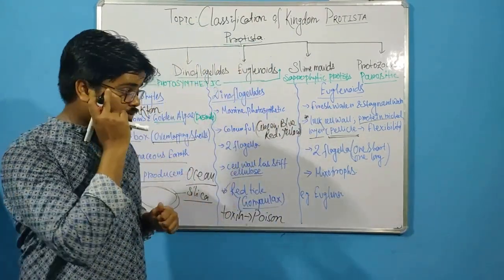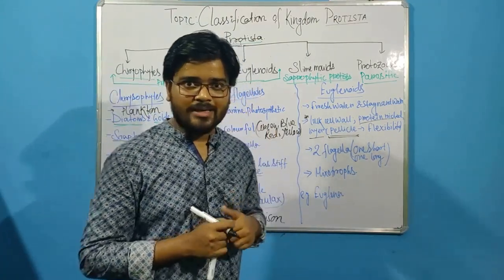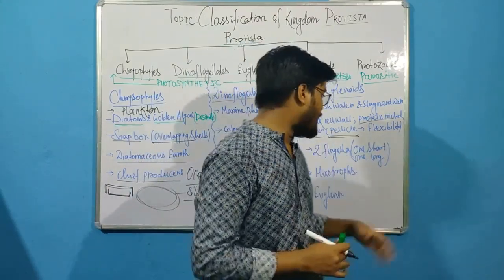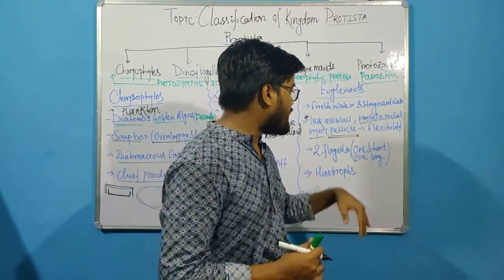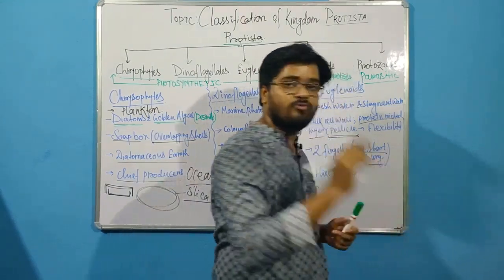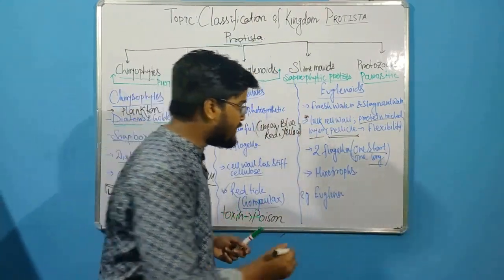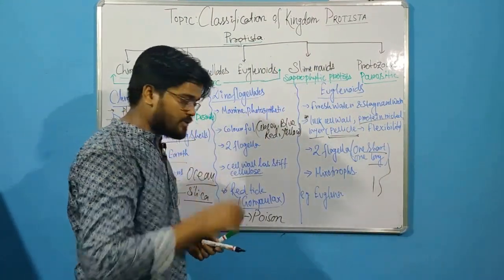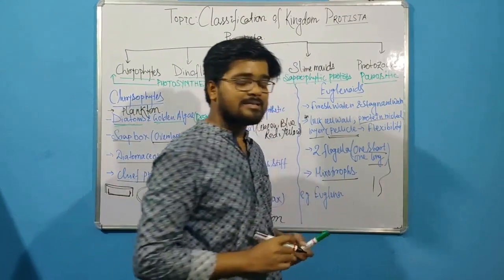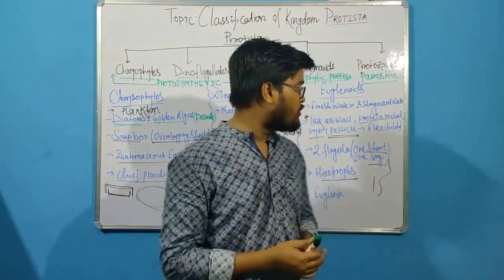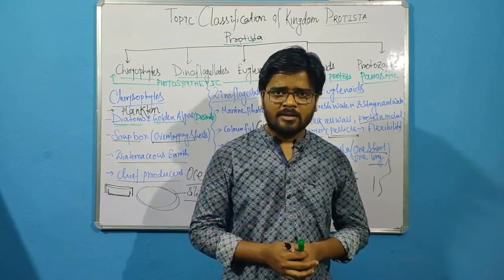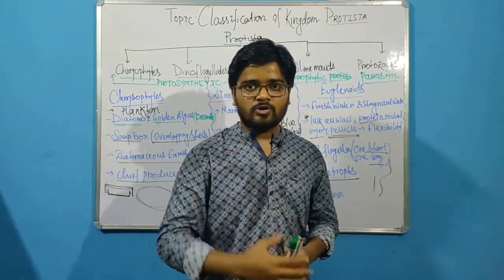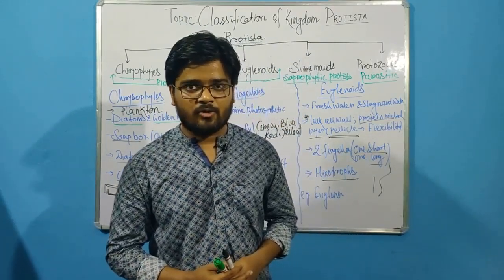Now over here, the euglenoids also have flagella. They are flagellated, but here they have one longer flagellum and one short flagellum. That means two flagella are present. One flagellum will be shorter and one will be longer. Now one important thing is the nutritional mode of the euglenoids. Here they show two modes. They can be autotrophic and they can be heterotrophic.